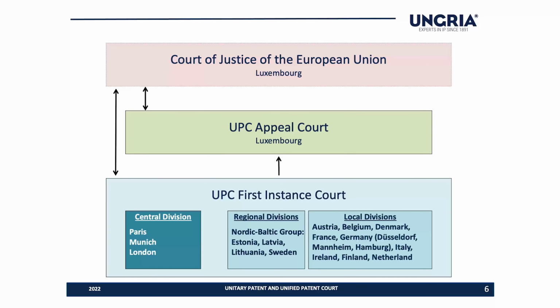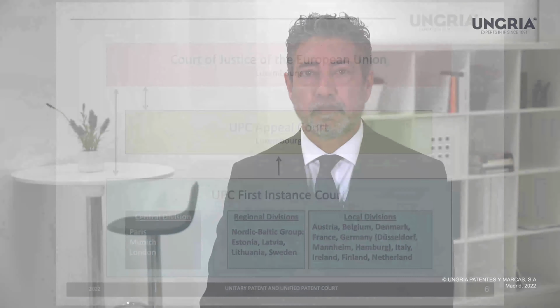For its part, the seat of the second instance, the Court of Appeal of the UPC, will be located in Luxembourg. These two courts, both the First Instance Court and the Appeal Court, will always be subject to the rulings of the Court of Justice of the European Union. In addition, the agreement also provides for the creation of a mediation and arbitration center where patent disputes can be resolved in an alternative way.